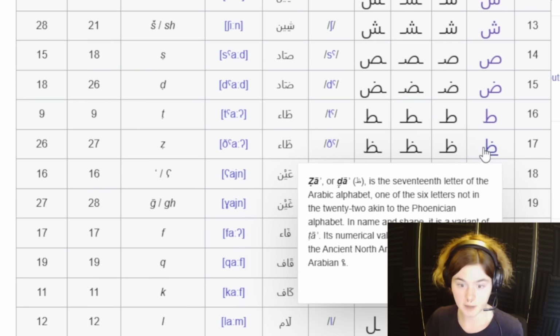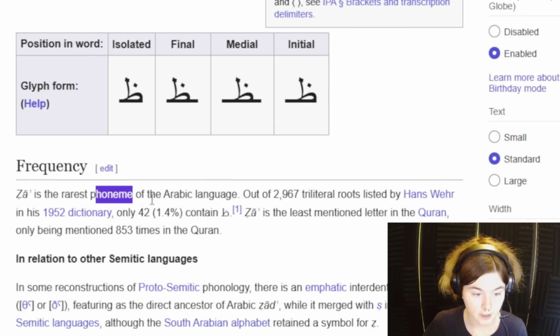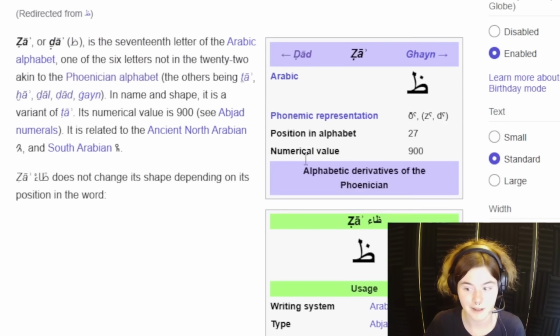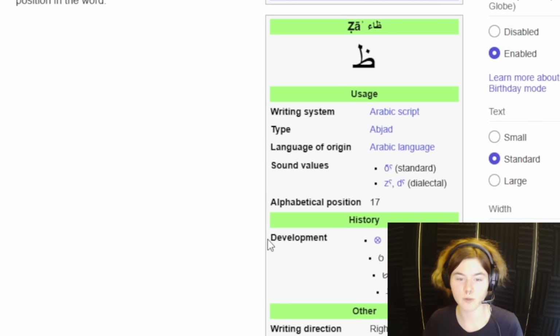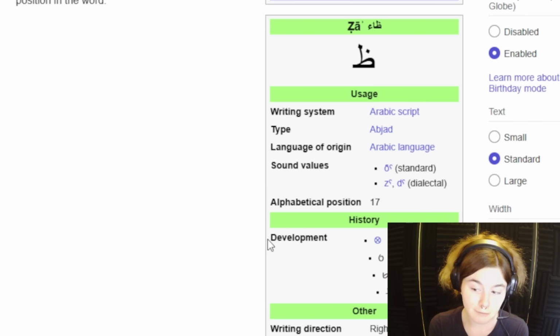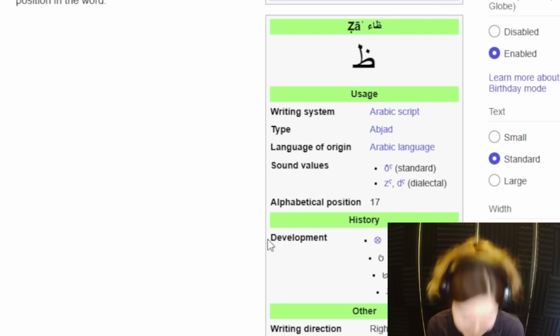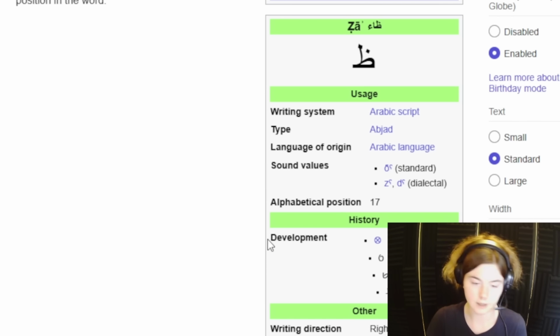Next up we have the same thing, but with a dot on top. Za or da. Wow, this one is the rarest phoneme of the Arabic language. Okay, so I did not find anything helpful in terms of pronunciation. When I look at Duolingo, the pronunciation using the Latin alphabet is spelled as DH, fully capitalized for some reason, and when I play it, that sounds like V. What? There's no way that's V. I must be hearing it incorrectly.